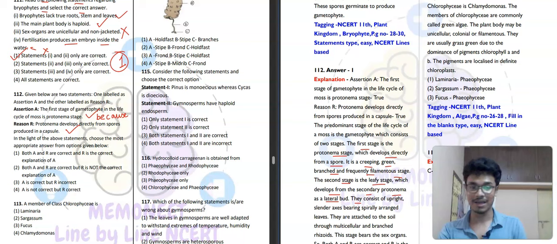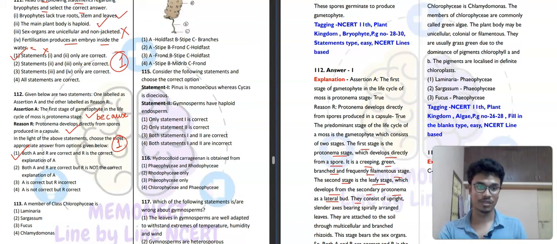So you can say that both assertion and reason are correct, and if we read it like this: the first stage of gametophyte in the life cycle of moss is the protonema stage, because why does this happen? Because protonema develops directly from the spores produced in the capsule. That's why the first stage of gametophyte in the life cycle of moss is the protonema stage. So both assertion and reason are correct, and the reason is the correct explanation of the assertion. This is the way to read assertion and reason.